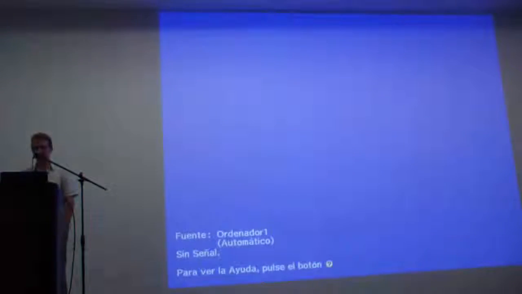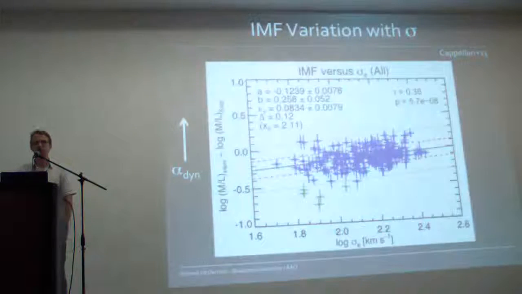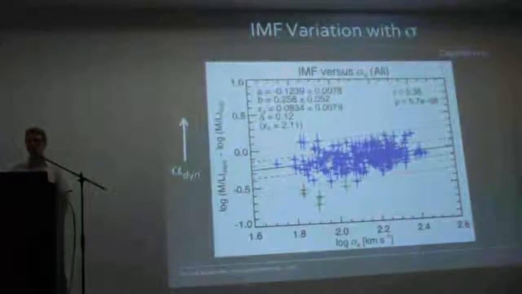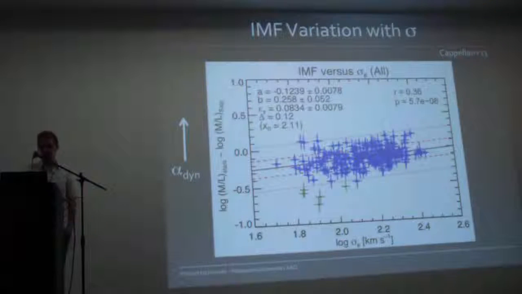Okay, so this is our relationship with the velocity dispersion, which is one of the tighter relationships that we get from these dynamical measures of the IMF. But there's still a lot of scatter.